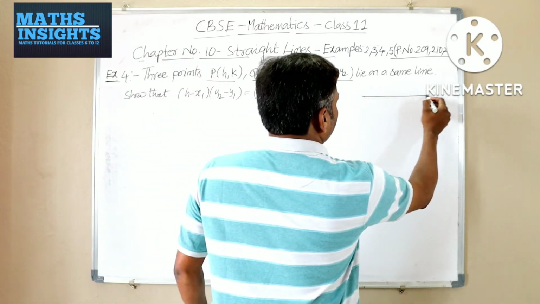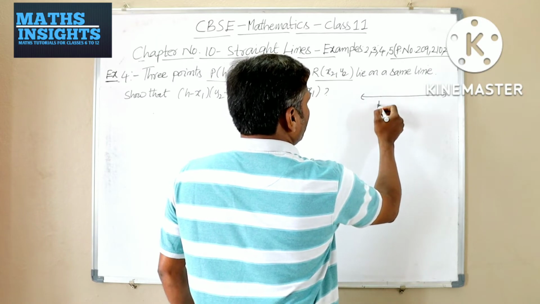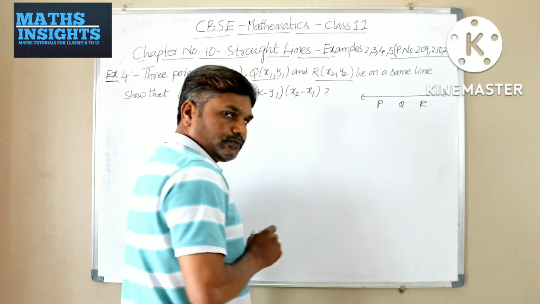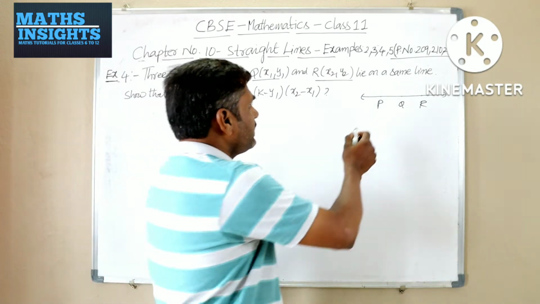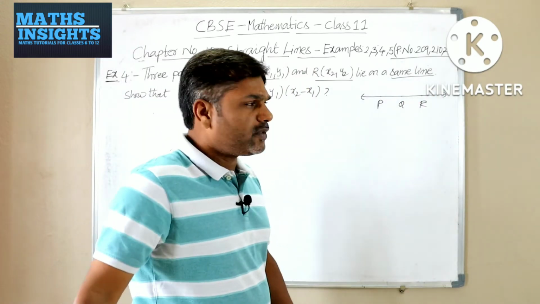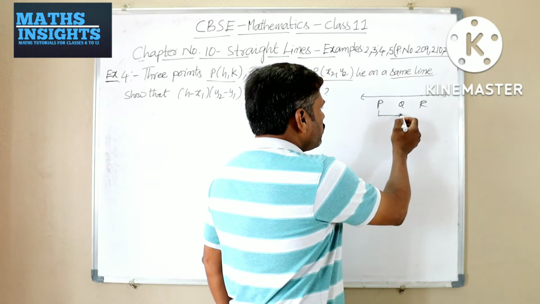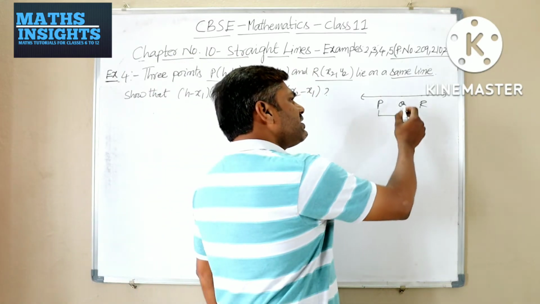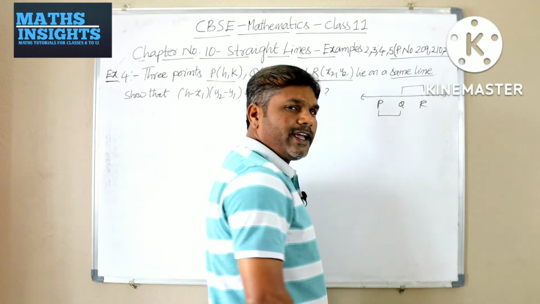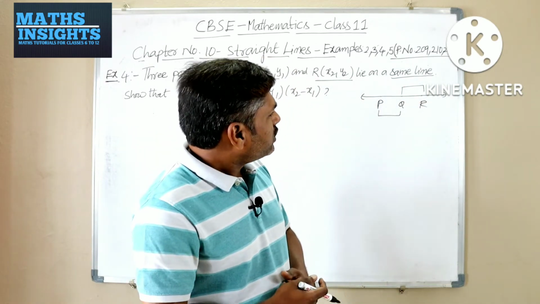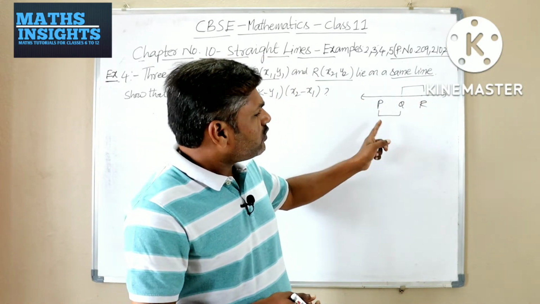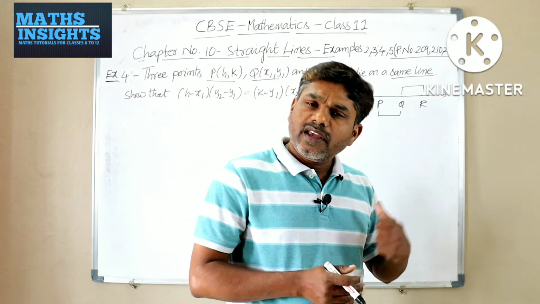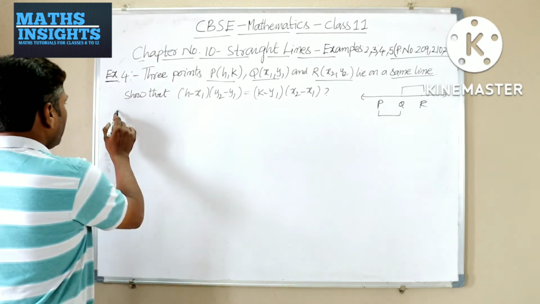See, if you take a line, let the points be P, Q and R. They are clearly saying that these points are lying on the same line. That means you will find the slope of the line by using the points P and Q. Next you will find the slope of the same line by using the points Q and R. Since you are finding slopes of the same line, they will become equal. Then you will get the answer.